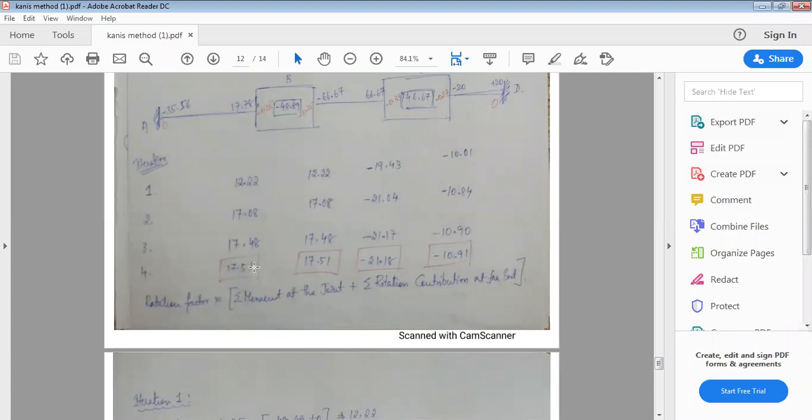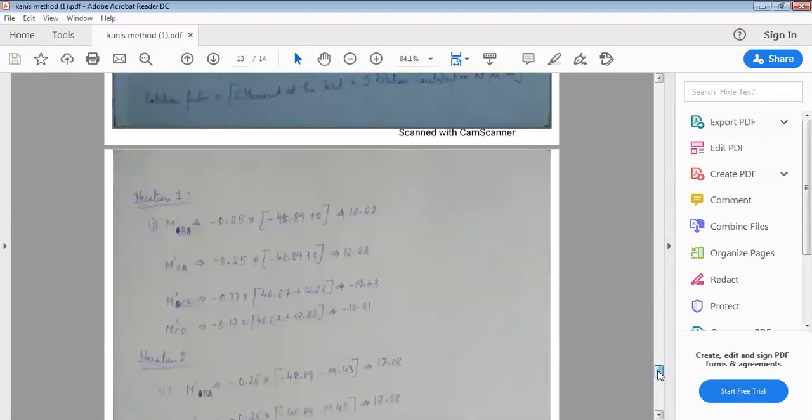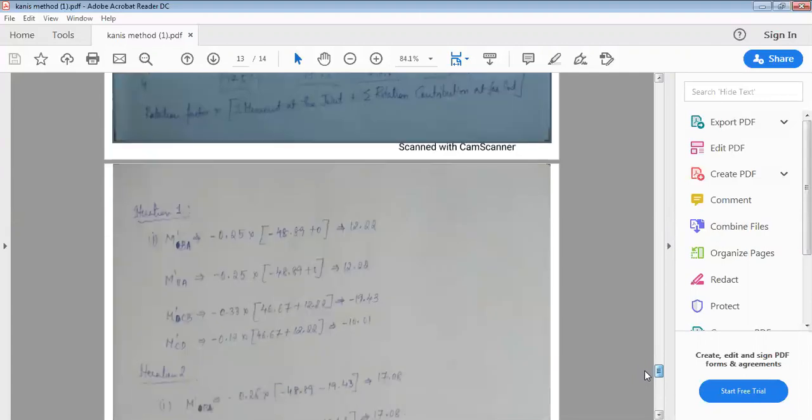Okay. So these are the rotation contribution values. Once again, I'm repeating, these are rotation factors. Minus 0.25 is a rotation factor. These are fixed end moments, minus 35.56. These are fixed end moments. These are rotation factors. These are rotation contributions. You have to be clear with the terminology: fixed end moments, rotation factors, rotation contributions. Once we are done with these 4 iterations, we will arrive at the rotation contribution values.